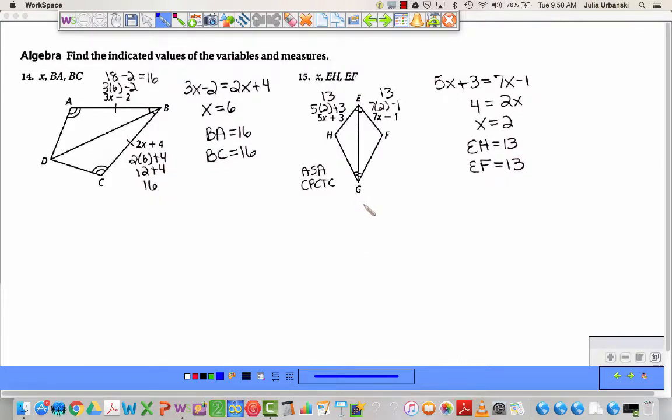For number 15, it's different because there's no actual congruent marks on the sides, but if you had this reflexive side right here, you would have congruent triangles by angle side angle, and that would mean that this segment is equal to this segment. So I made 5x plus 3 equal to 7x minus 1. I solved it and I got x equals 2. Then to figure out EH and EF, I plugged it in. 5 times 2 plus 3 was 13, and 7 times 2, 14 minus 1 is 13. So I got 13 for both of them.